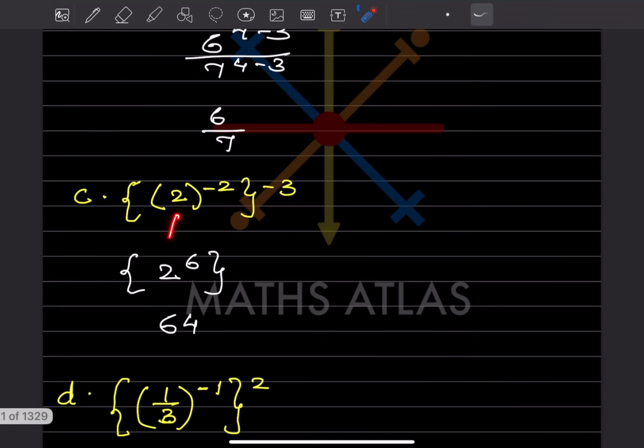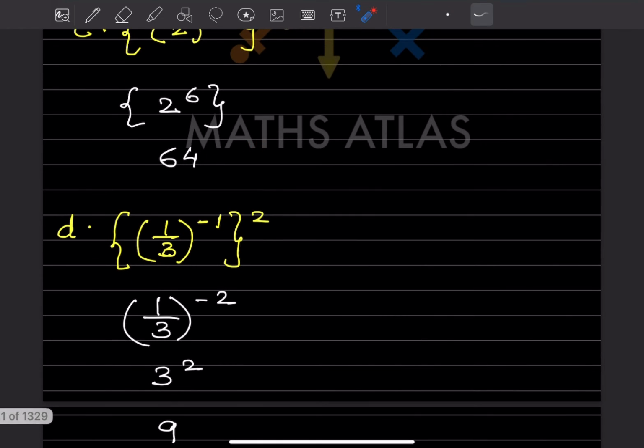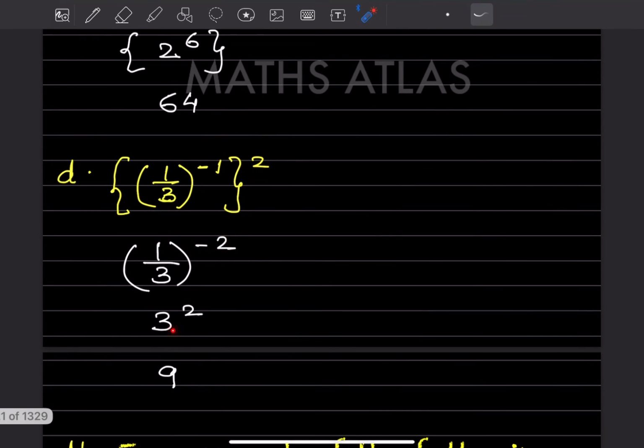So this 2 is the same. This minus 2 into minus 3 is going to be 6. So that will be 2 raised to 6. If you multiply it 6 times, that will be 64. Now this will be 1 by 3 raised to minus 2. Since this is a negative exponent, that is going to be 3 raised to 2, which is going to be 9.